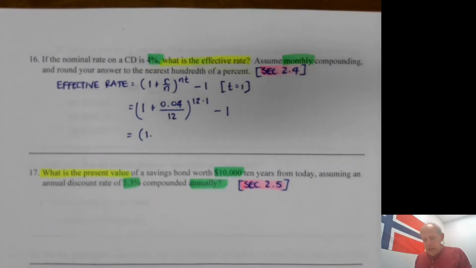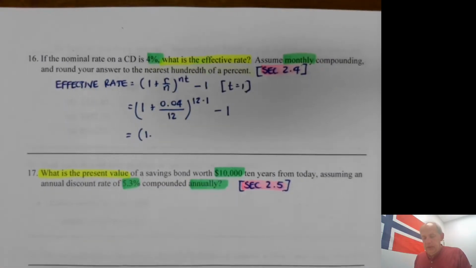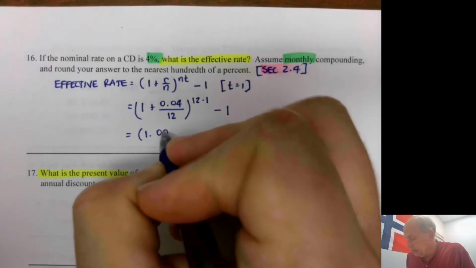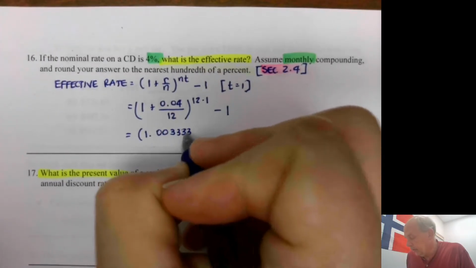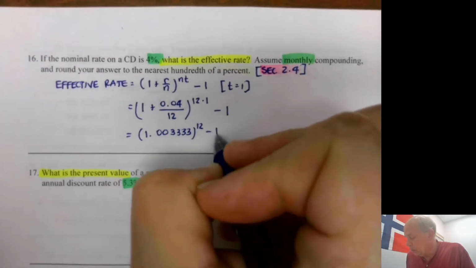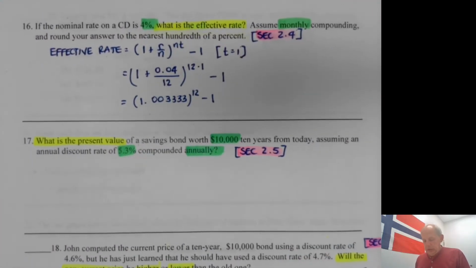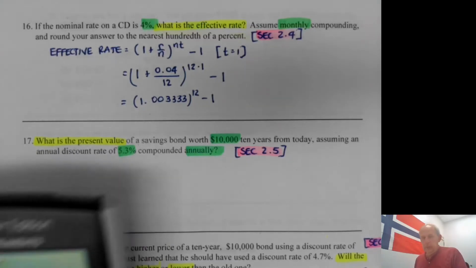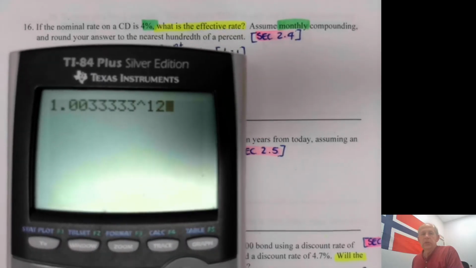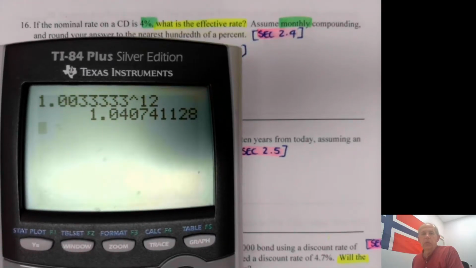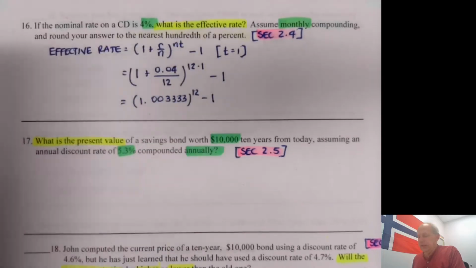So what I have is 1.04 divided by 12, which is 0.0333, raised to the 12th power minus 1. So in my calculator, I have 1.00333 raised to the 12th power, which is 1.0407.